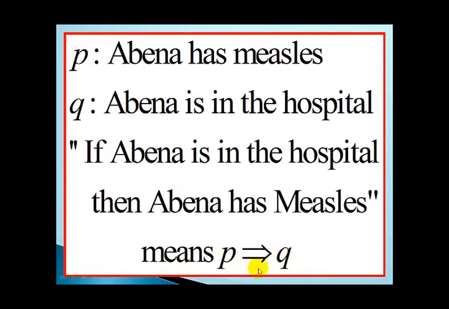Statement Q says Abena is in the hospital, and statement P says Abena has measles. So Q is true only if P is true. It can be written as if Abena is in the hospital, that is statement Q, then Abena has measles. This means P implies Q. That is, Q is true only if P is true.